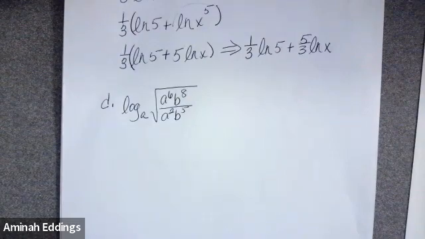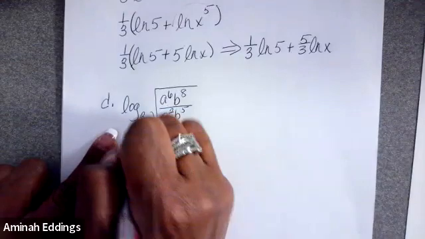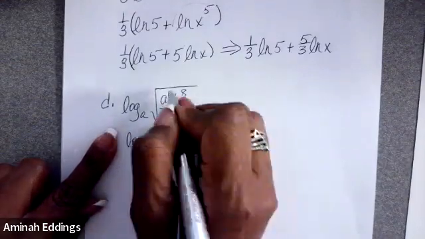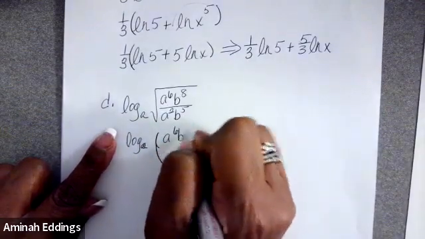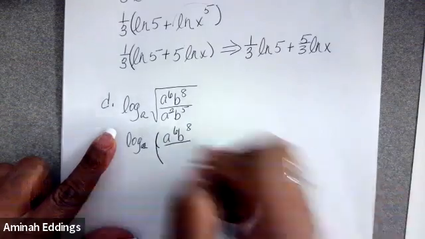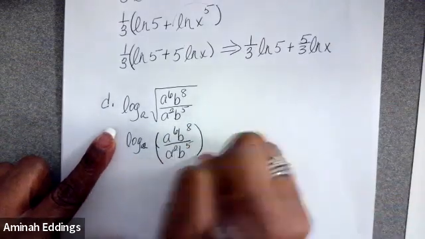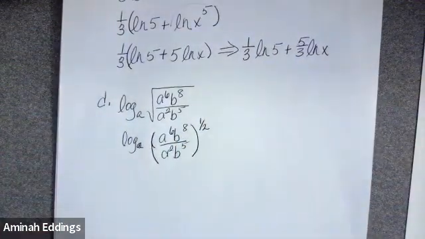Okay, what is the first thing you think we should do? Very good. So this is going to become log base A of A to the 6th, B to the 8th, over A squared, B to the 5th, all to the 1/2 power. Okay.